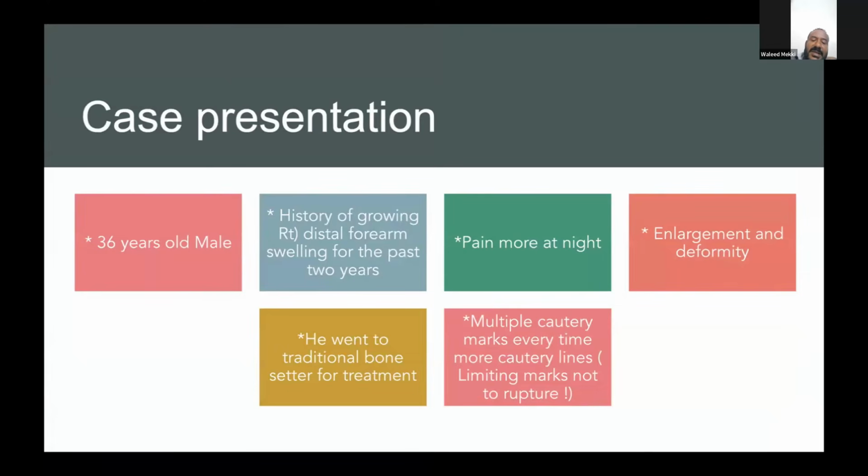Actually, he looked for treatment with the traditional bone setter. The traditional bone setter did multiple cautery marks in a trial to contain the tumor, as he told me. The patient told me he was afraid that the tumor could rupture because it was enlarging. But the patient also was ashamed. He was hiding the tumor with his clothes every time he walks in the streets.